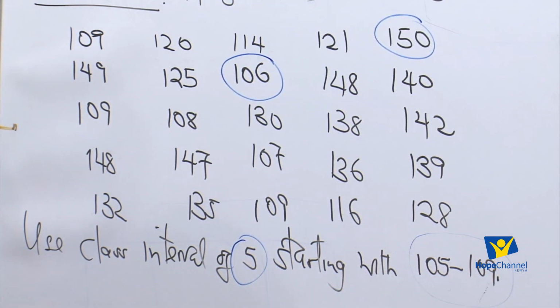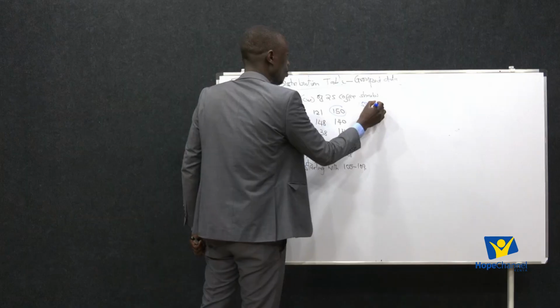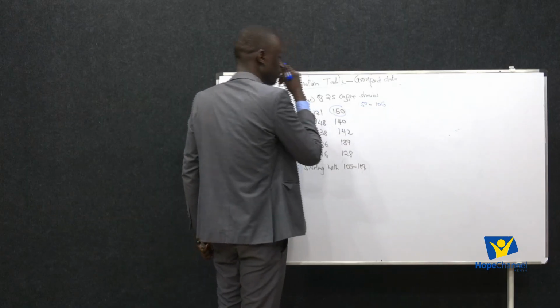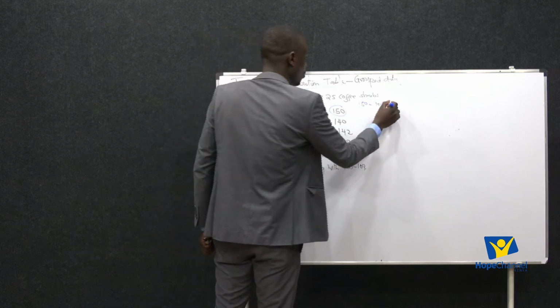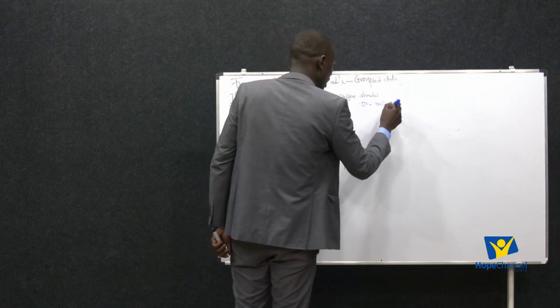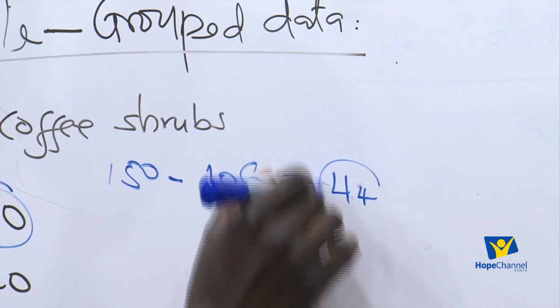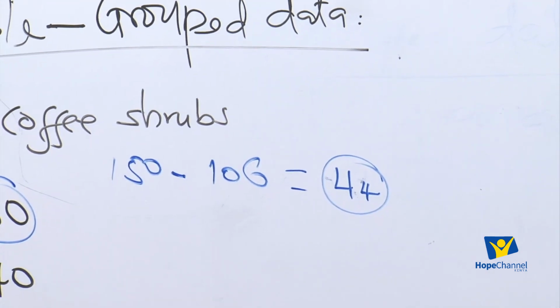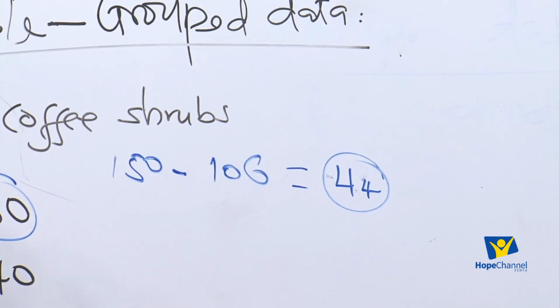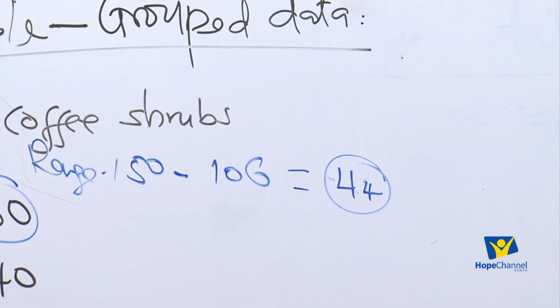Is there any data above 150? Seriously, no. So the range is 150 minus 106, which gives us around 44. This is what we call the range. So the data has a range of 44.